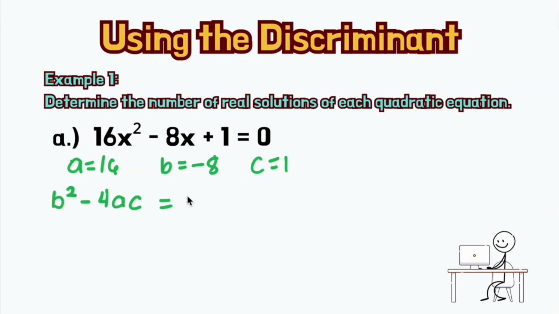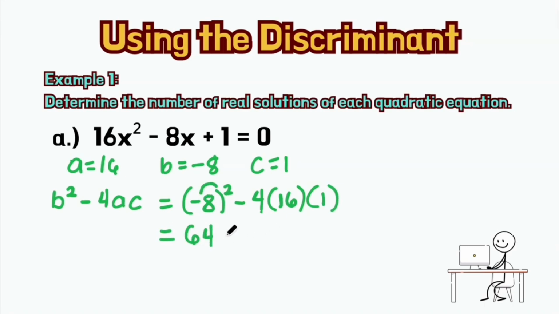So the b would be negative 8 quantity squared minus 4 times a, which is 16, times c, which is positive 1. Okay? So simplify natin si negative 8 squared, that is positive 64. Negative 4 times 16 times 1 is negative 64 as well. So we have minus 64 there. And we get to simplify this one. 64 minus 64 is 0. So the discriminant would be equal to 0.